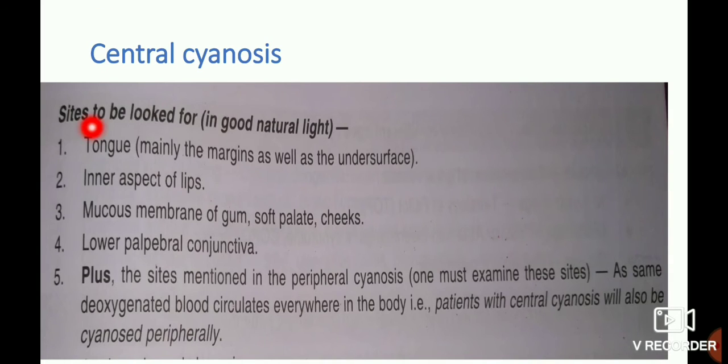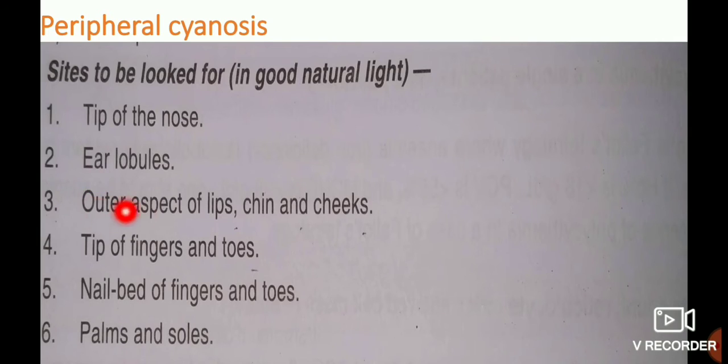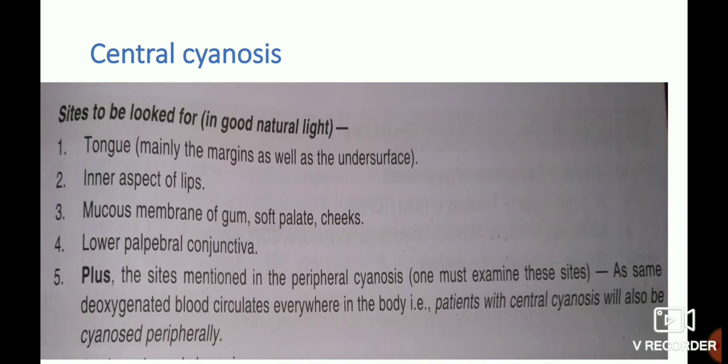Similarly, the sites to be looked at for bluish discoloration in central cyanosis. They are the tongue, mainly in the margins as well as the undersurface. Mind you, the undersurface of the tongue, inner aspect of the lip, not the outer aspect. At the outer aspect, we see peripheral cyanosis. See here, outer aspect of the lips. Mucous membrane of the gum, soft palate, cheeks, lower palpebral conjunctiva.